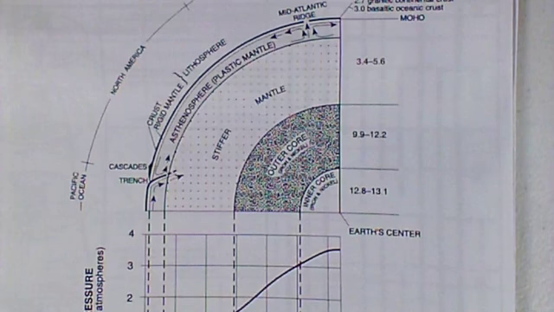Okay, it's called the Mohorovicic discontinuity, and I'm really not saying that very well. You can look it up in your book and then Google the pronunciation.